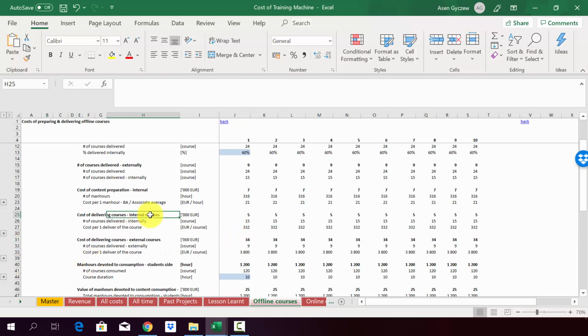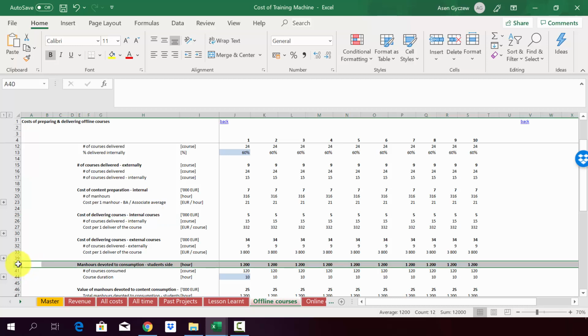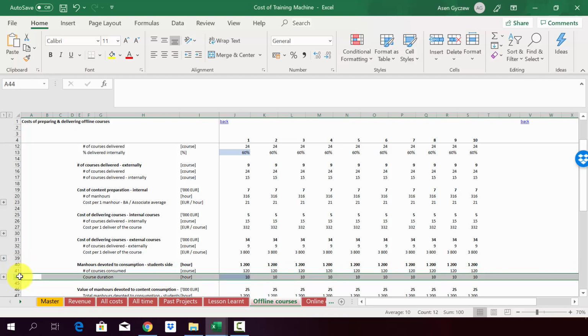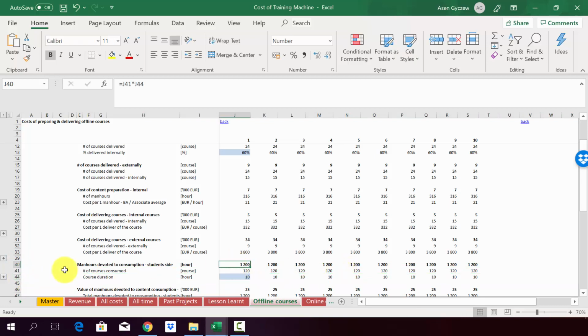Now, so far we have not calculated the cost of consuming. So the fact that our students have to spend some time on that is also, in a sense, a cost. So what we're going to do in row 40 is calculate how many man hours they have to devote to content consumption. Obviously, we mean here just the students. So we have the number of courses consumed, and we have a course duration of 10 hours. That's why we have 1,200 hours of consumption.